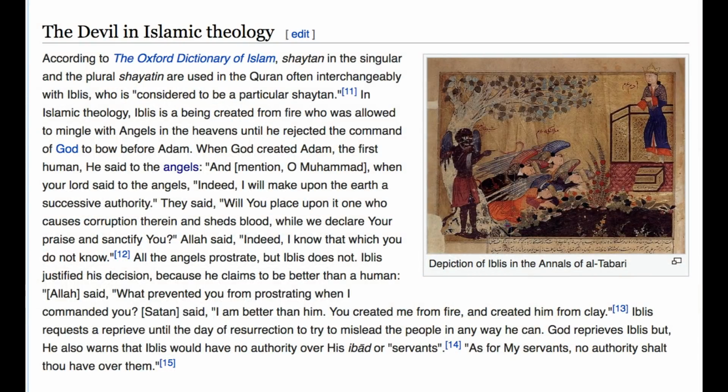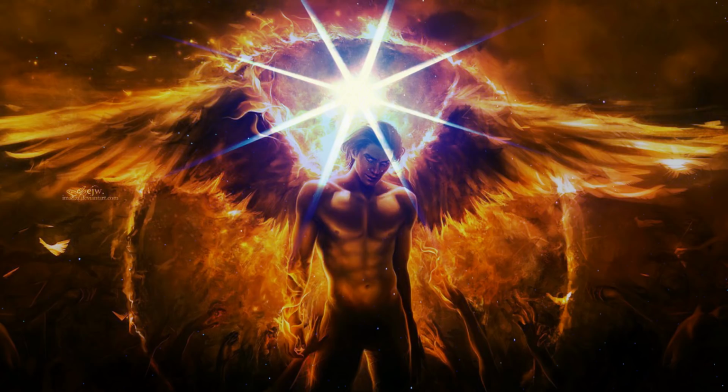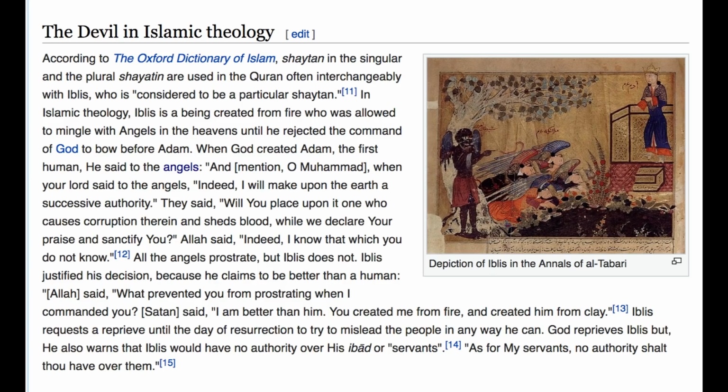In Islamic theology, Iblis is a being created from fire who was allowed to mingle with angels in the heavens until he rejected the command of God to bow before Adam. So he was invited to heaven. He was allowed to mingle with the angels. He wasn't an angel. He was made out of fire.